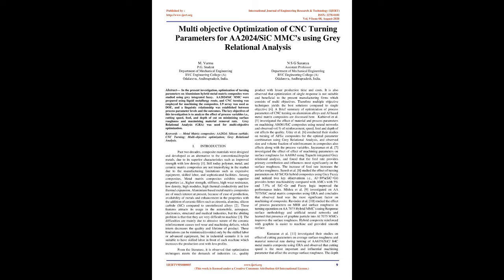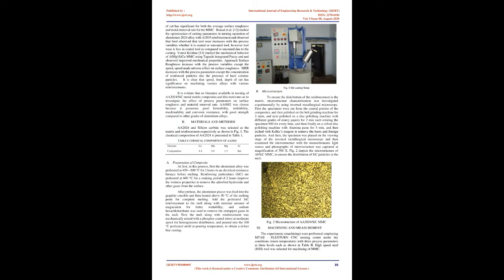From the literature, it is observed that optimization techniques meet the demands of industries, i.e., quality products with lesser production time and costs. It is also observed that optimization of a single response is not suitable and beneficial to present manufacturing firms, which consist of multi-objectives. Therefore, multiple objective techniques yield the best solutions compared to single objective. A brief summary of optimization of process parameters of CNC turning on aluminium alloys and Al-based metal matrix composites is discussed here.